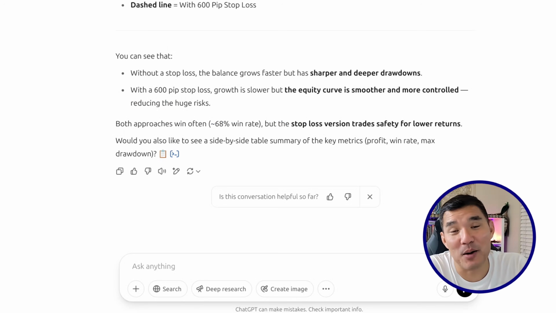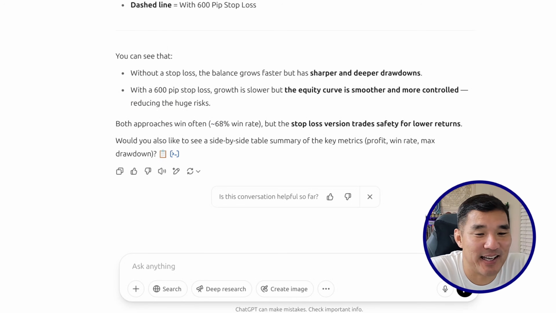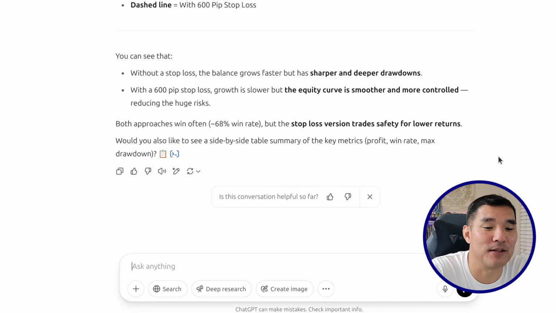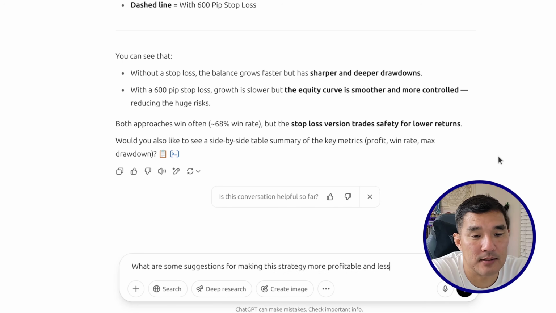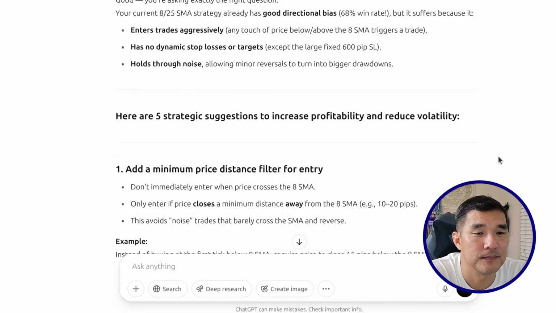All right, now I'm back in the original backtest, and let's see what ChatGPT would suggest in terms of how to improve this, right? So what are some suggestions for making this strategy more profitable and less volatile?